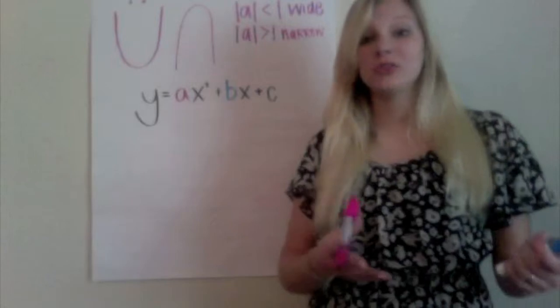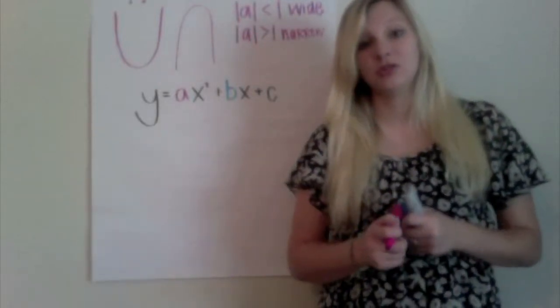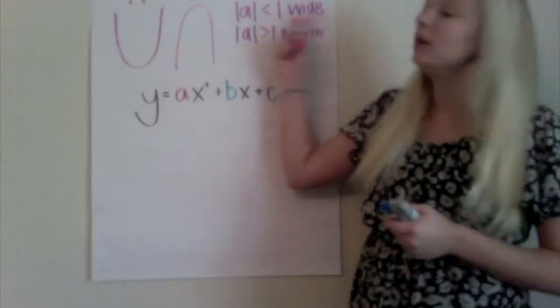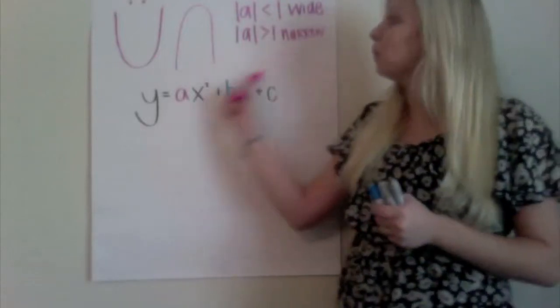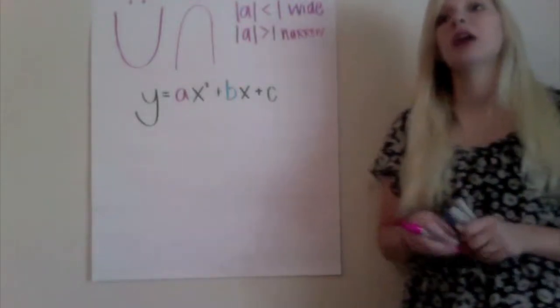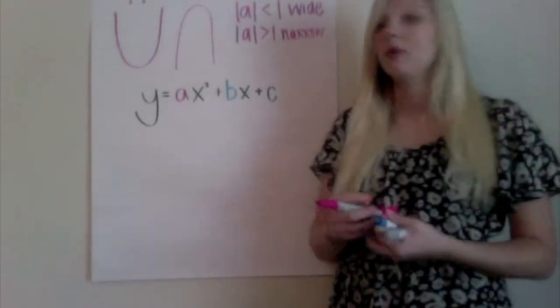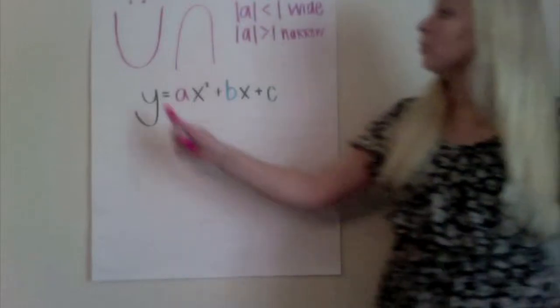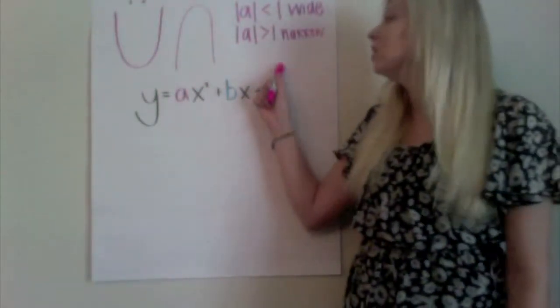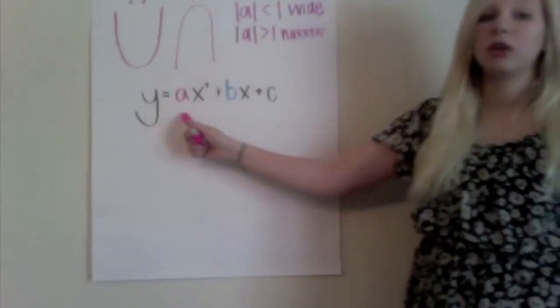Your a can also tell you how wide or narrow your function is going to be. If the absolute value of a is less than 1, your function is going to be really wide. And if your absolute value of a is greater than 1, then you're going to have a function that's more narrow. So all of that, whether it opens up or down, and how wide or narrow the function is going to be, you can find by just looking at a.